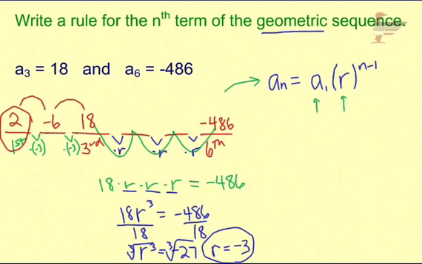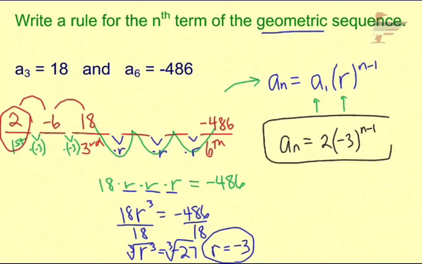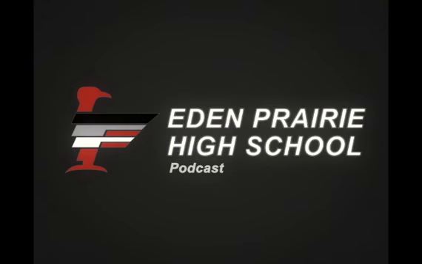So to write our rule, a sub n equals that first term, 2, times our ratio, which is negative 3, raised to the n minus 1 power. And there we have our rule for the geometric sequence.